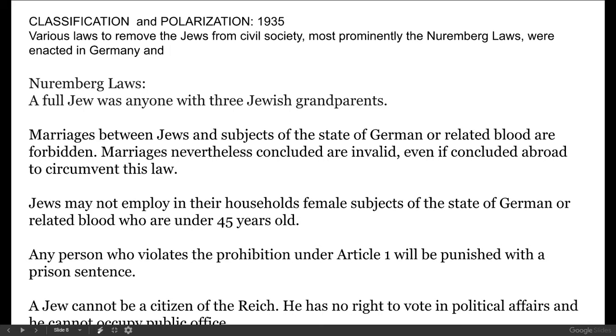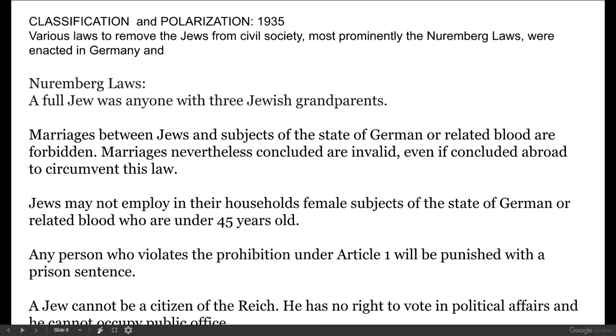And ironically, Hitler had a grandparent that was Jewish. They would not allow you to marry between the Jews. All marriages of Jews were now invalid, and Jews could not employ household female subjects. Any person who violates this prohibition under Article 1 will be punished with a prison sentence.